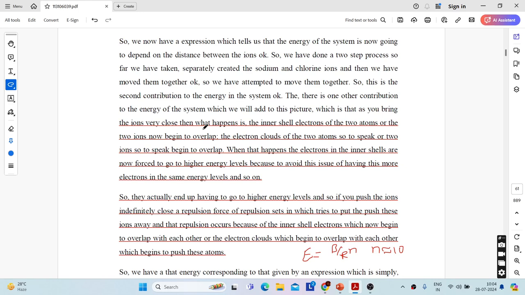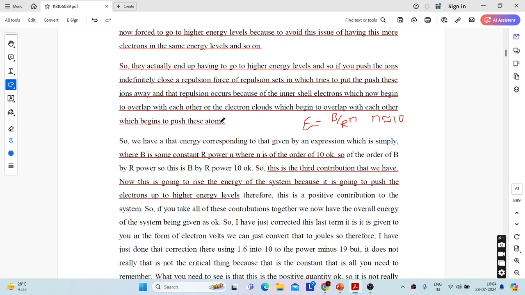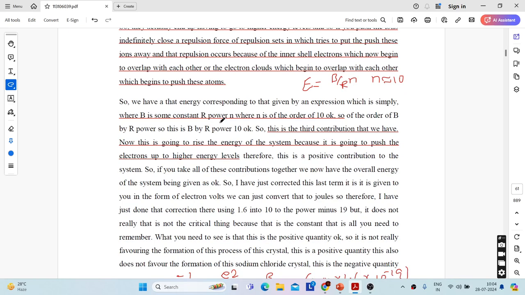So that energy which will be there, we can represent as B over r^n, where n will be nearly 10. That is the second energy term we are getting. And the third contribution is the energy released when NaCl is forming.